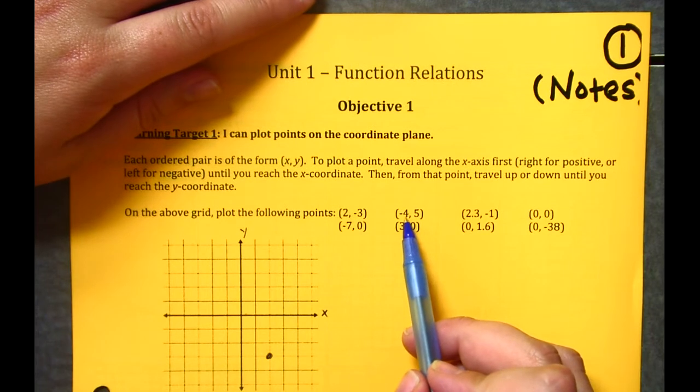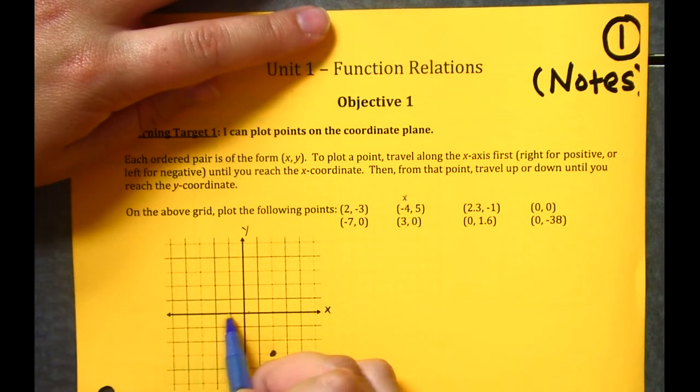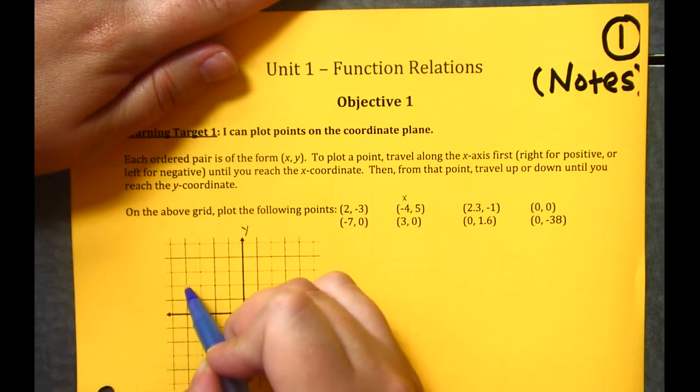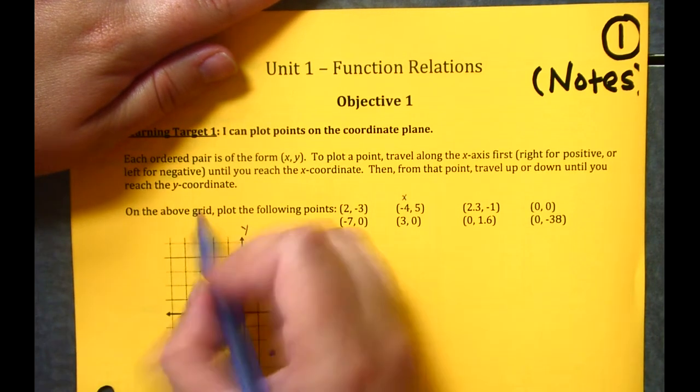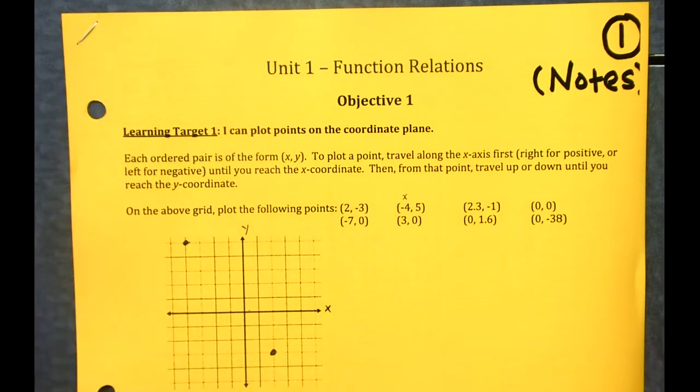Here, the x-coordinate is negative. So I'm going to go to negative 4. So 1, 2, 3, 4. And then up 5. 1, 2, 3, 4, 5. And because there's no scale written, I'm just going to assume that this counts by ones.